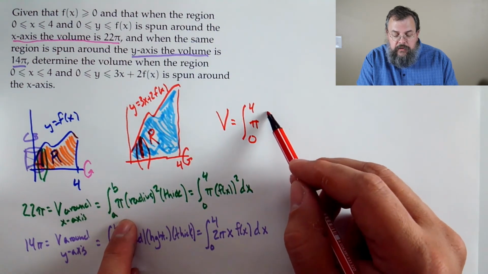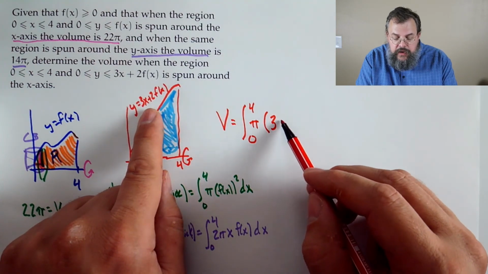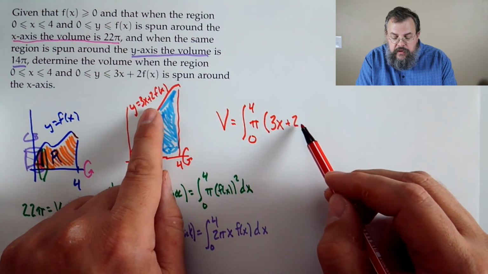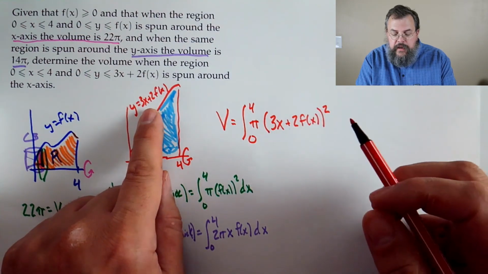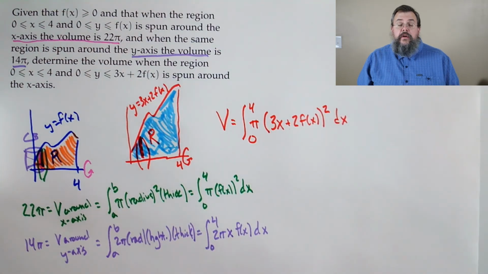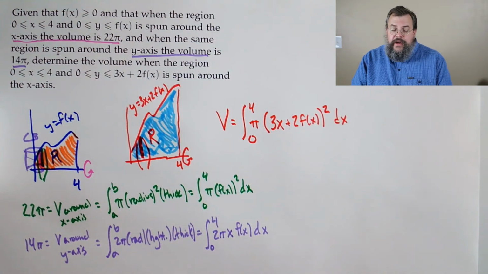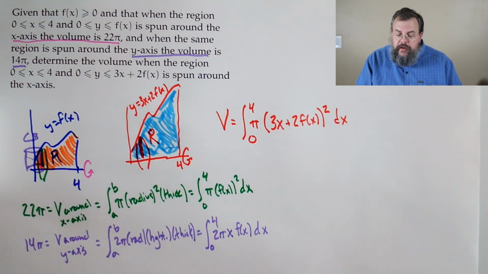Pi, our radius is our new function. So that would be 3x plus 2, f of x, quantity squared. And then our thickness is dx. So our goal now is to figure out what is this integral. So let's start working with it.